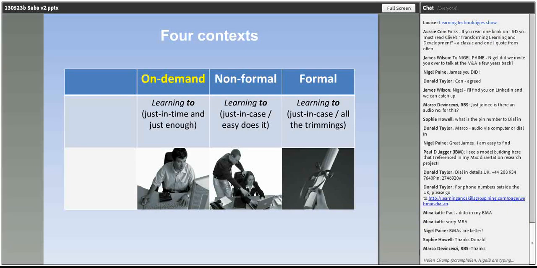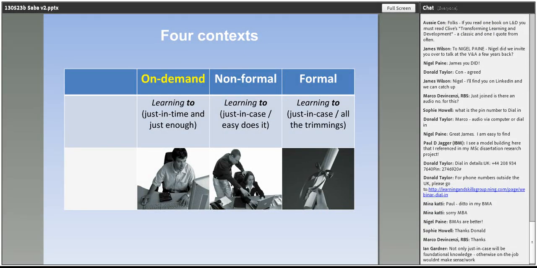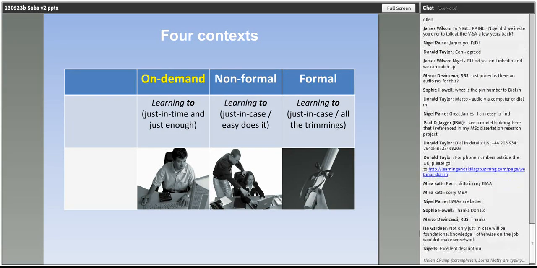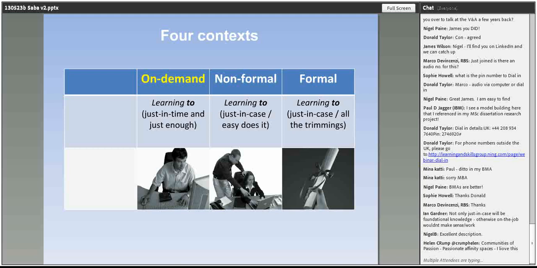The third category, which is becoming something that learning and development people really cannot ignore, is the whole category of on-demand learning. You're still learning to do things, if indeed it is learning at all, but this is just in time and just enough. And this is essentially what you need to know at the moment to solve a current problem. You might say it's not learning at all, but it certainly has to form a part of the learning strategy.